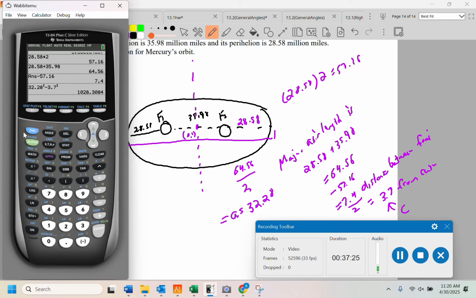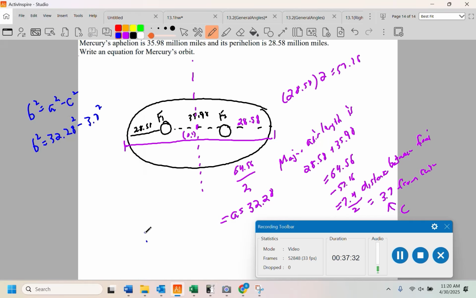So anyways, that's a squared minus c squared. We take the square root of both sides, and this is b. b is about 32.07. Not that I actually needed it, because they just want an equation. I centered at the origin, so it's x squared over 32.28 squared plus y squared over 32.07 squared, and it equals 1. It was horizontal, so a is under x, and this is my minor axis.